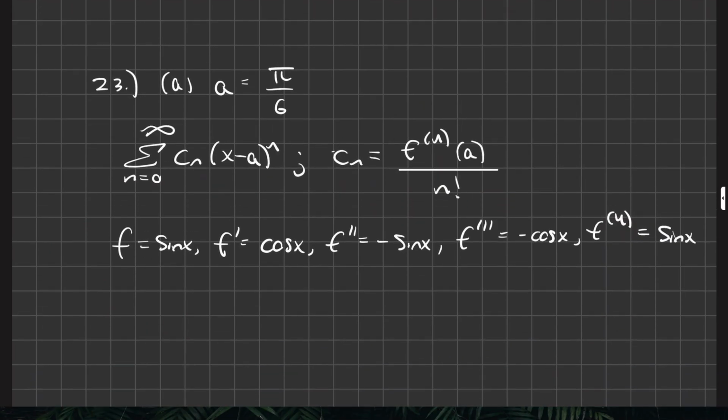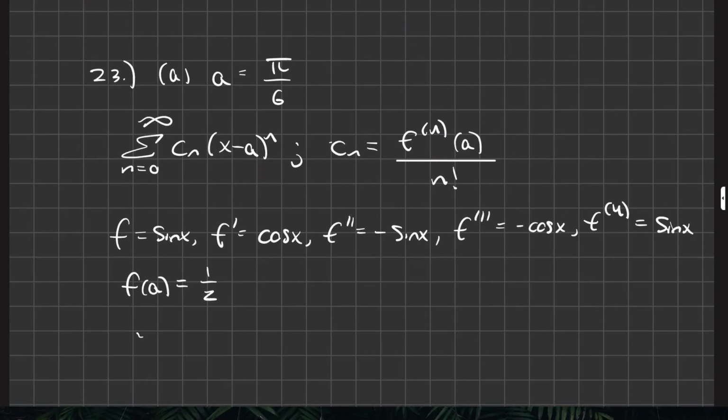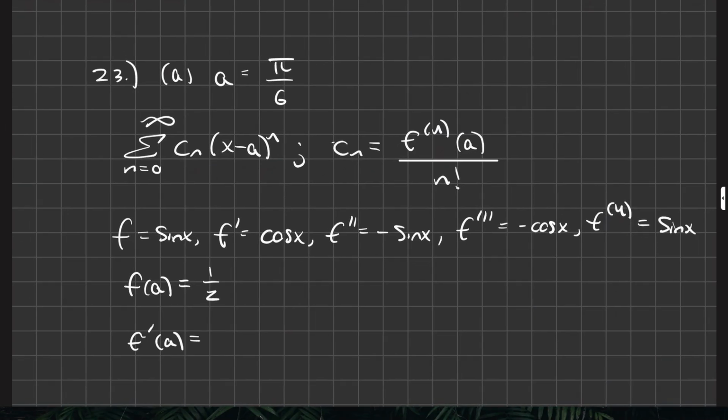And then they specifically give us that we're centered about a equals pi over 6. So we need to know what these derivatives are at those values, including the function. We also need to know what f is at pi over 6. So f of a, where a is pi over 6, would be sine of pi over 6, which is just 1/2. F prime of a would be cosine of pi over 6, and this is root 3 over 2.